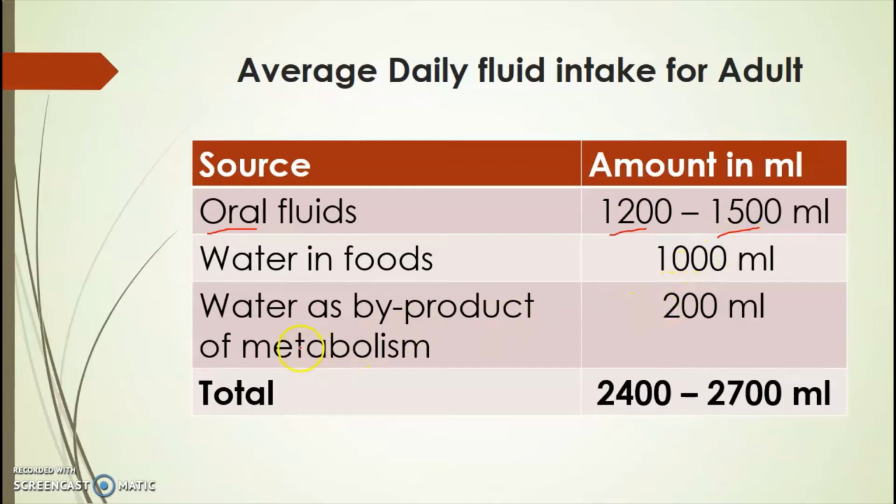Okay, while the second one is your water in foods, so foods such as your fruits, vegetables, and even meat products. Okay, so we are getting around 1,000 ml from those products or from those food that we eat. And of course, the byproduct of metabolism, which will give us a total of 200 ml. And that will give us a total ratio of your fluid intake, which is around 2,400 to 2,700 ml. That is per day. And the average is 2,500 depending now on the activities that you are performing.